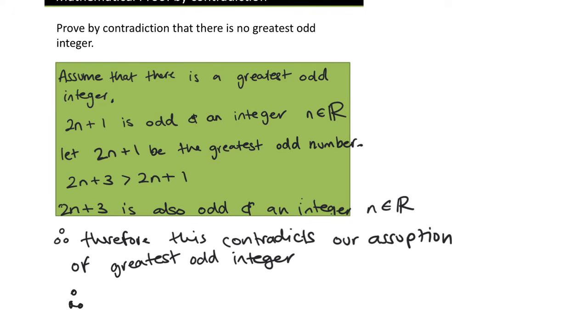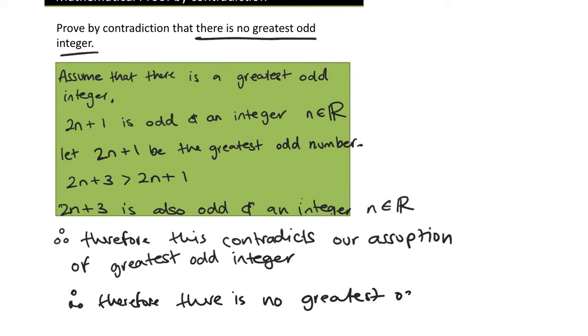Therefore, now with the therefore bit, instead of just writing therefore proved, okay, you're not going to get full marks for therefore proved. I want you to rephrase what was said in the sentence. So therefore, there is no greatest odd integer, therefore proved. You can do that after if you want. Okay, so there we have it.